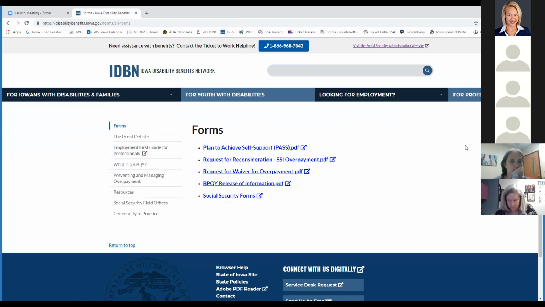For the professionals, we have several resources here. Under the Forms tab, we've got information about PATH, information about overpayment, request for reconsideration if somebody's on SSI and gets in an overpayment situation, and also for a waiver for overpayment. We've got the BPQI release of information, and then a link to a bunch of Social Security forms.